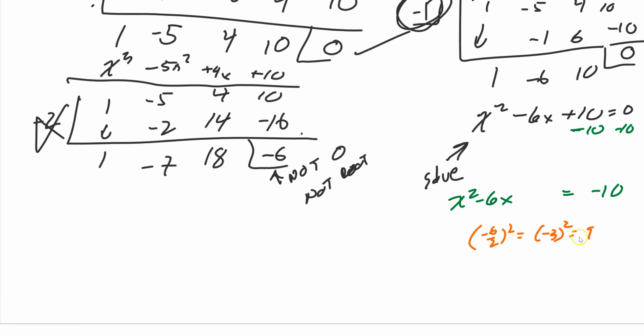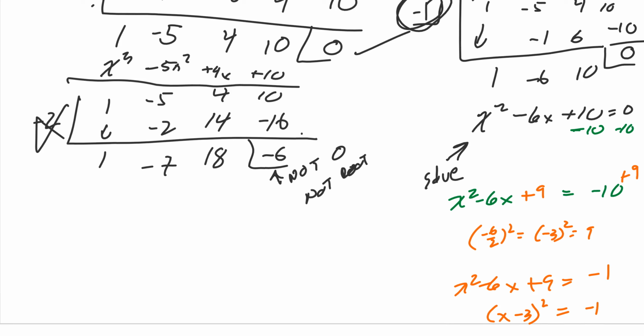Again, if you want, feel free to use the quadratic formula. Add 9 to both sides. I get x squared minus 6x plus 9 equals negative 1. Remember, this always factors perfectly. That's the whole reason we do this. Completing the square is a little easier when the middle term is even. If it's an odd number, never do it. It's ugly.